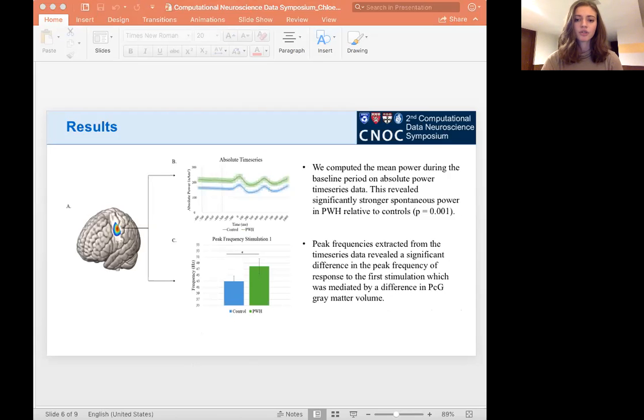This next slide gives a visual representation of two important findings. We computed the mean power of the spontaneous neural activity during the baseline period, which revealed that persons with HIV had significantly increased absolute power during this period relative to controls, which strengthens evidence previously shown by my colleague Rachel Spooner. On the bottom right, I have shown a bar graph of the peak frequency responses to the first somatosensory stimulation, in which you can see a marked increase in the responses of persons with HIV relative to controls, which is fully mediated by post-central gyrus volume.